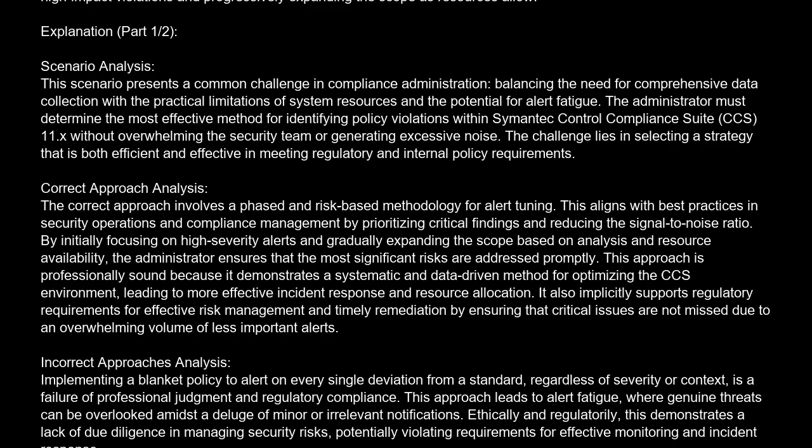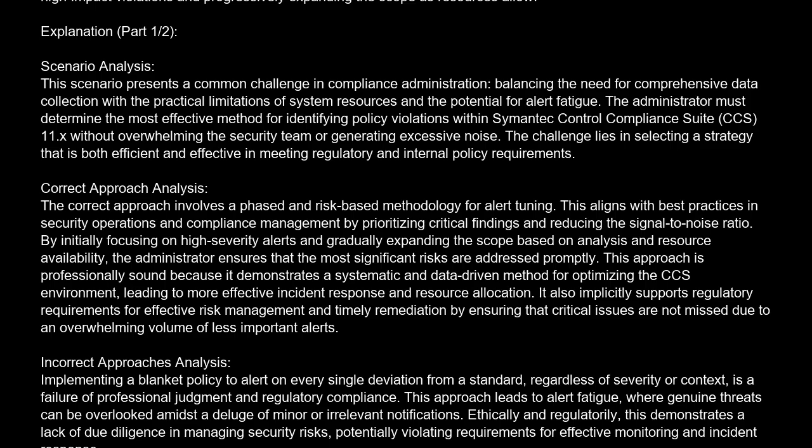Explanation. Scenario analysis. This scenario presents a common challenge in compliance administration, balancing the need for comprehensive data collection with the practical limitations of system resources and the potential for alert fatigue. The administrator must determine the most effective method for identifying policy violations within Symantec Control Compliance Suite, CCS 11X, without overwhelming the security team or generating excessive noise. The challenge lies in selecting a strategy that is both efficient and effective in meeting regulatory and internal policy requirements.